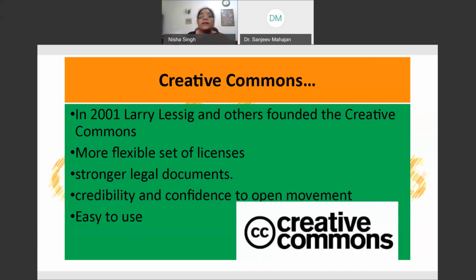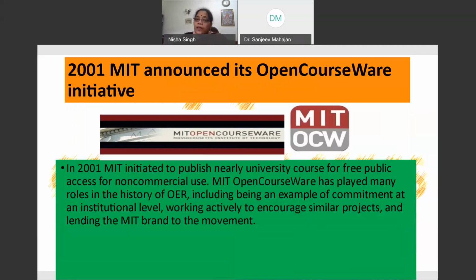Another thing which happened in 2001 was that MIT came up with the Open Courseware initiative. That is, they released some of their course material as open. Of course, not all, but some as open courseware. And MIT is a big name in the field, and that is why there was a lot of attention on it. People started looking at it, working on it, thinking about it and discussing it.